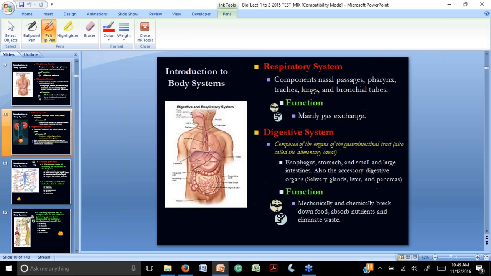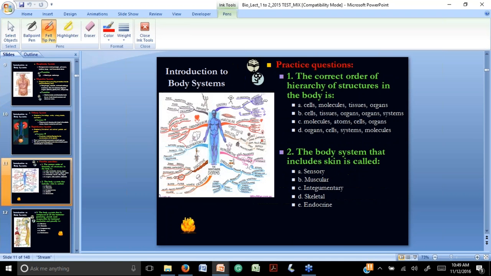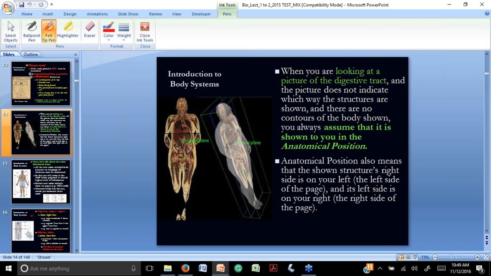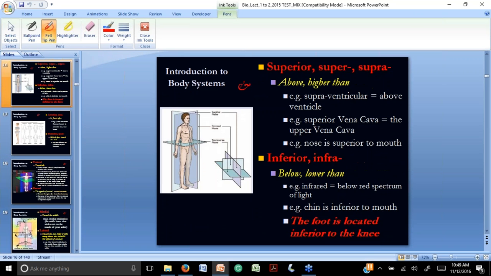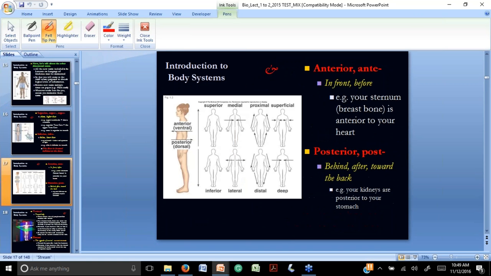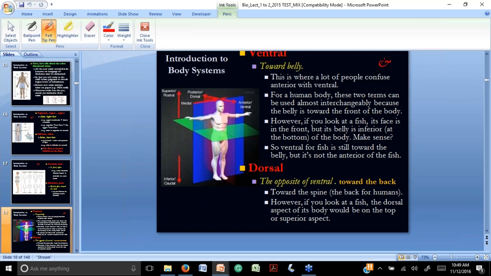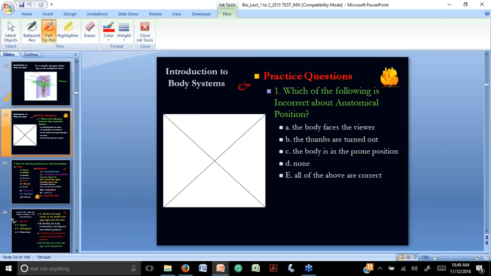Okay, so here we have all the 11 systems that we are actually looking at. We are going to continue here with the planes, and talking about the planes, you must know at this moment for your medical terminology all the suffixes and prefixes: ventral, dorsal, medial, proximal, planes of division.